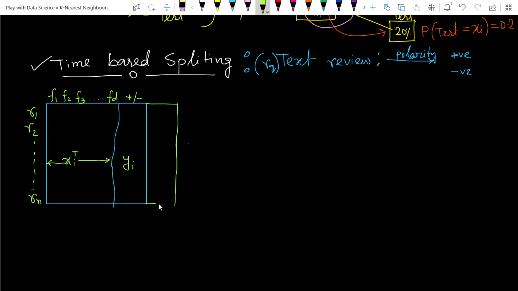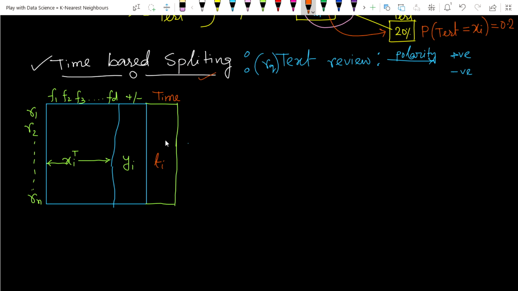We have collected the data such that we also have the timestamp of this data, meaning when the data was actually collected. When the review is collected for a product, we collect this time also. Suppose for this we have collected time t. This is the timestamp for a review. In such a scenario, time based splitting is better than random splitting.